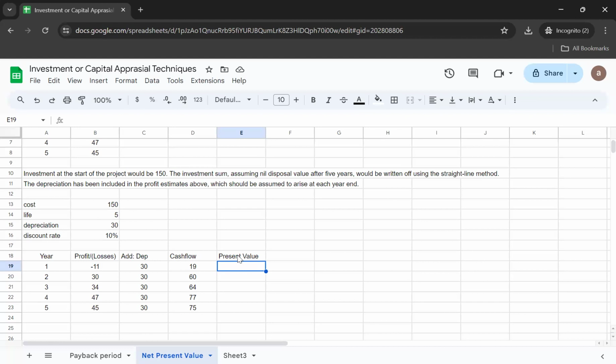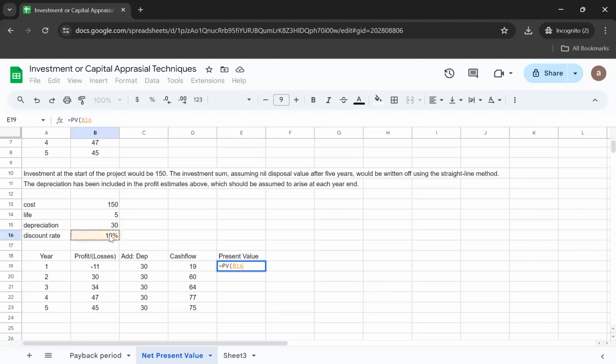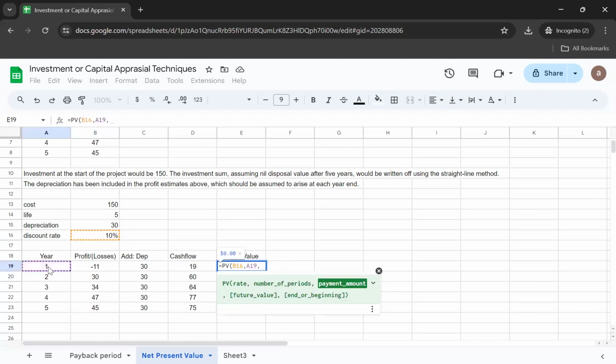So in this case, first to calculate the net present value of a cash flow, we have the cash flow, which I have explained before in the payback period method, how we calculated cash flow. Now we will calculate the present value, for which we need the discount rate. Which is 10% in this case. And then we can actually use the present value formula in this case. Our rate is 10%, so I can just refer to this cell, 10%. And then number of periods, so this would be my number of period, which is year one.